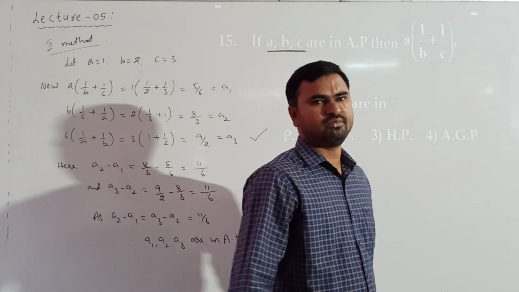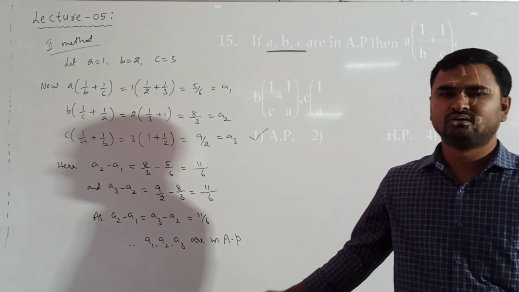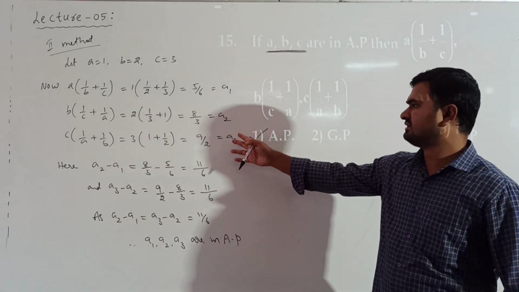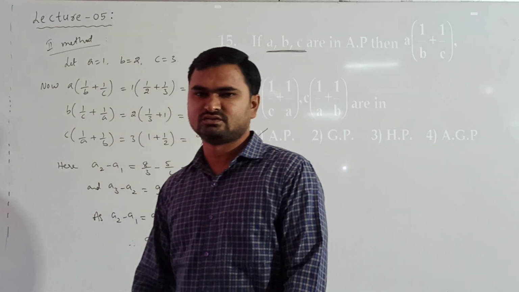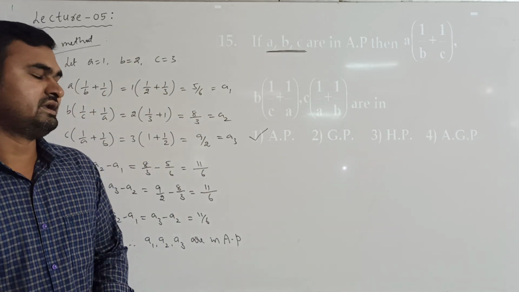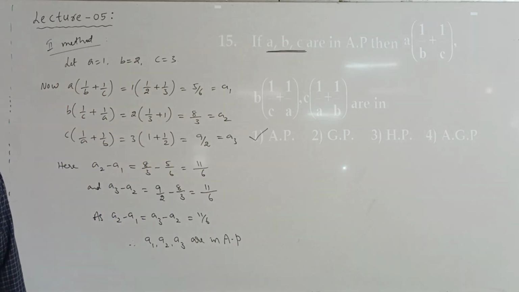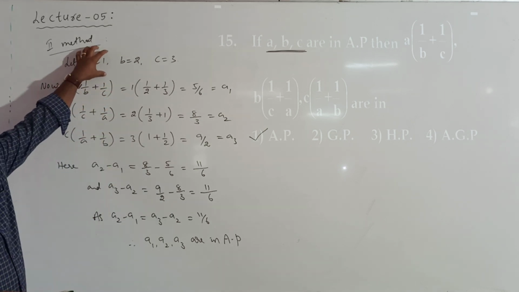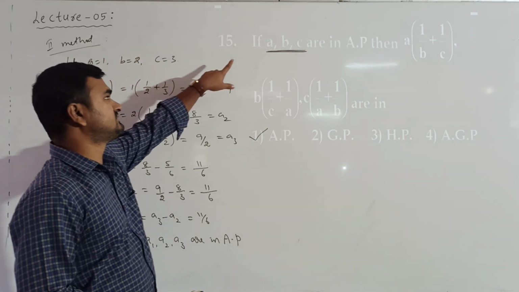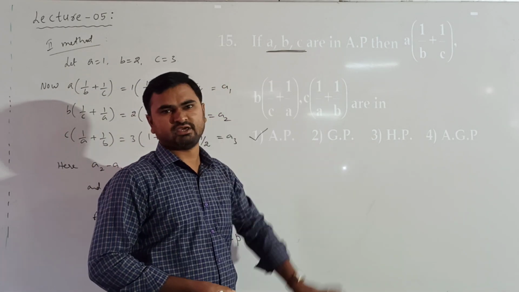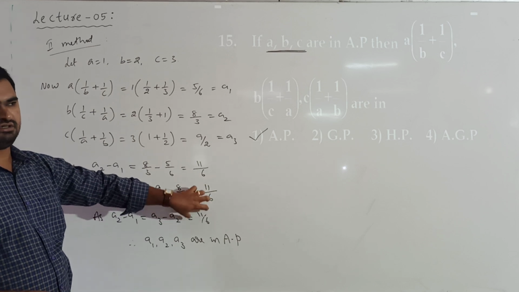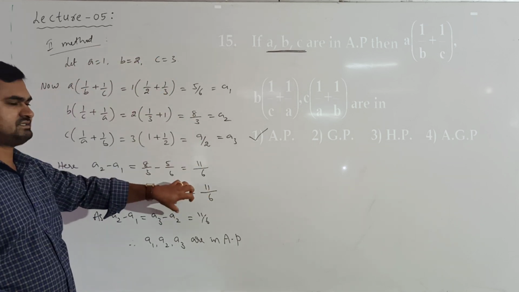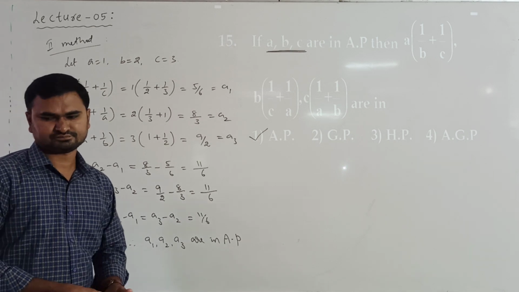Now clearly it will not be forming a GP or HP or AGP. You can see the ratio will not be same, reverse ratio will not be same. So we get the answer: it is forming arithmetic progression. Okay. So this is another method of solving by giving some numericals. First, what is the condition to satisfy? A, B, C must be in AP. When they are in AP, then only it will be AP. If they are not in AP, then we cannot say these are in AP.